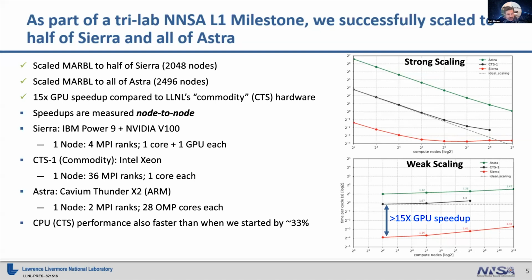We've also done comparisons on the ARM-based Astra system. And so what we're showing here is both strong and weak scaling of the code out to very large node counts and very large GPU counts.